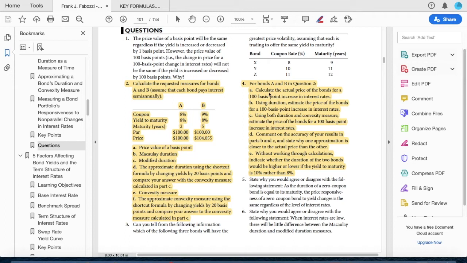Now, for the fourth exercise, he's supposing that the yield to maturity will grow up by 100 basis points, and he's asking to calculate once again the current prices of A and B with this new assumption that the yield to maturity will increase by 1%, which means the yield is no longer equal to 8 but 9%. So let's start.